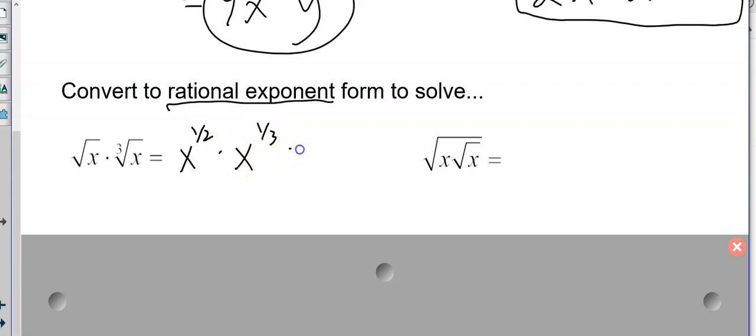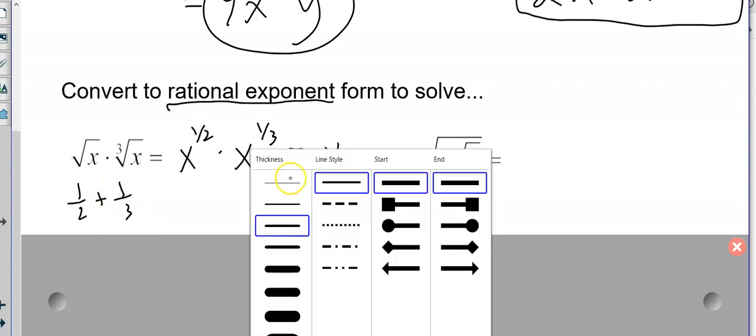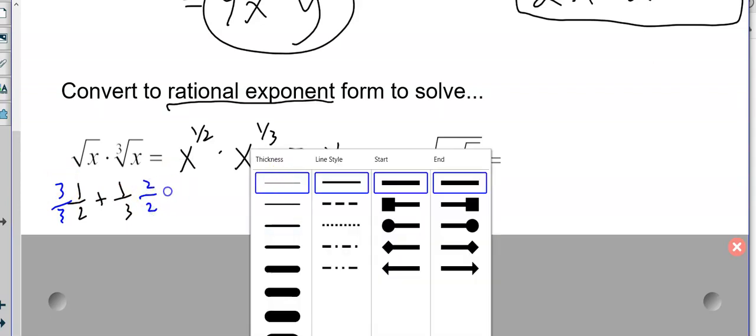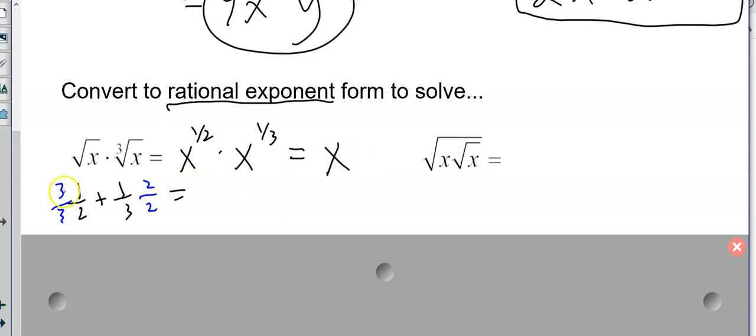Right? Well, now I can do this one because the rule with exponents is you just add. So now I have x to the whatever 1/2 plus 1/3 is. Let's do a little conversion there. If I multiply this one by 3/3, and this one by 2/2, I get 3/6 plus 2/6, which is a total of 5/6.